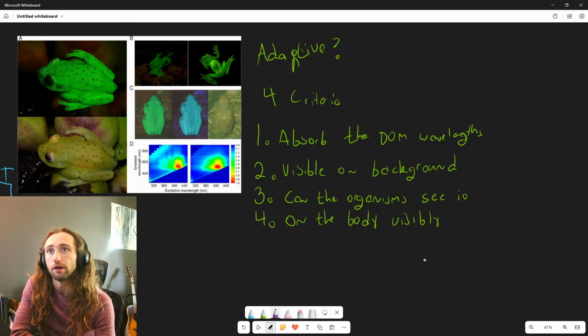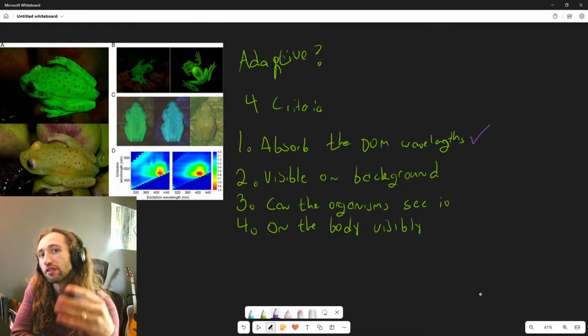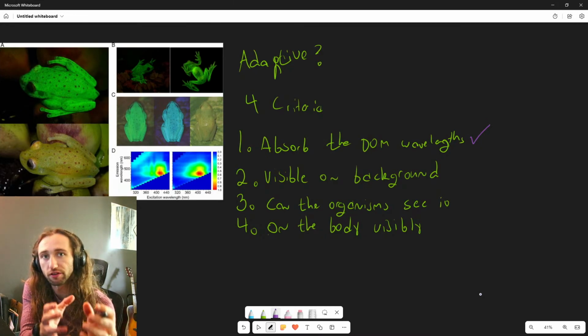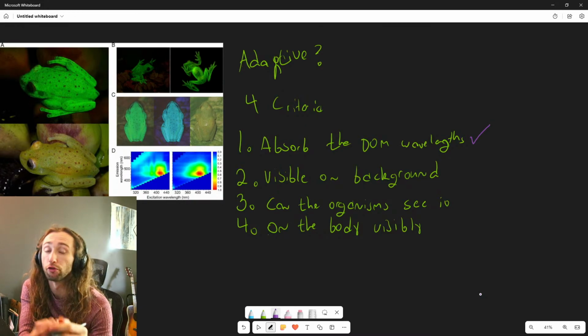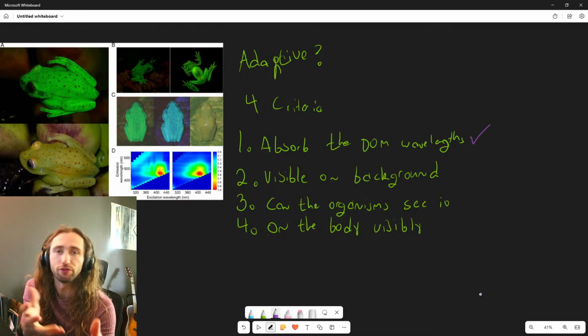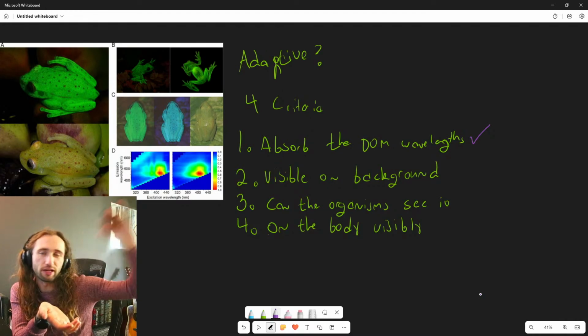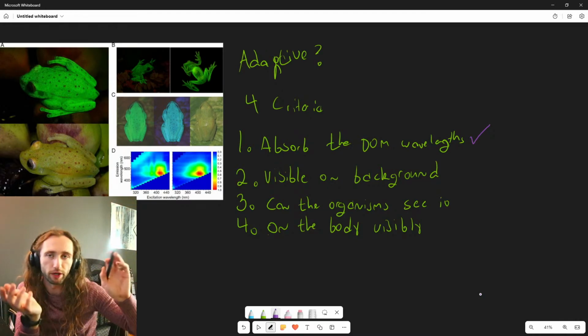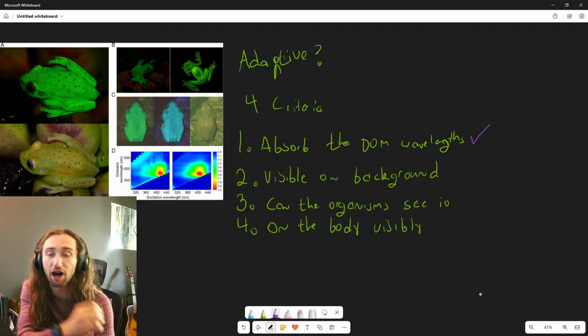The first one. They absorb the dominant wavelengths of light found in the environment. Was that criteria found? It was. What they found is that the fluorescence is able to absorb majority blue wavelengths of light, which is the dominant wavelength present during twilight hours when the frogs are most active. So it's a little confusing. They're absorbing blue light, but then are emitting green. That's kind of how fluorescence works. It doesn't usually emit back the same wavelengths. It usually gets changed a little bit, shortened, lengthened, whatever. But for this purpose, the frogs do absorb the dominant wavelength of light found during their dominant activity period.